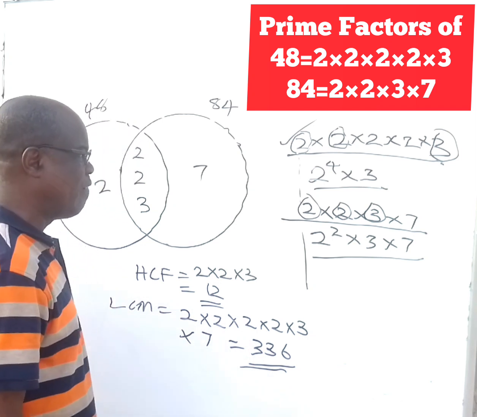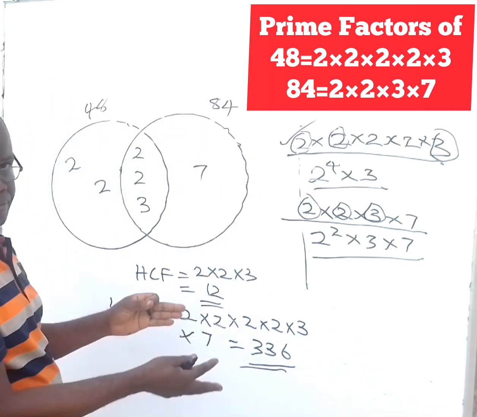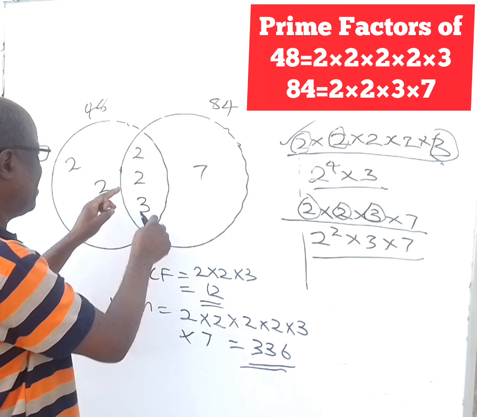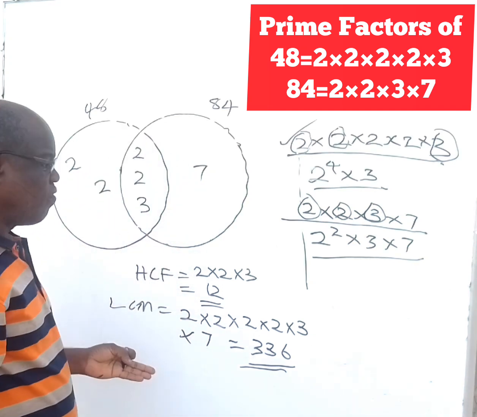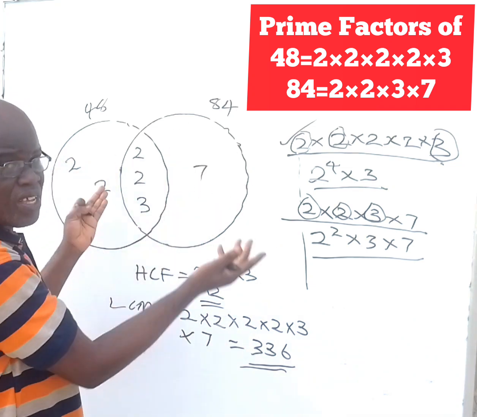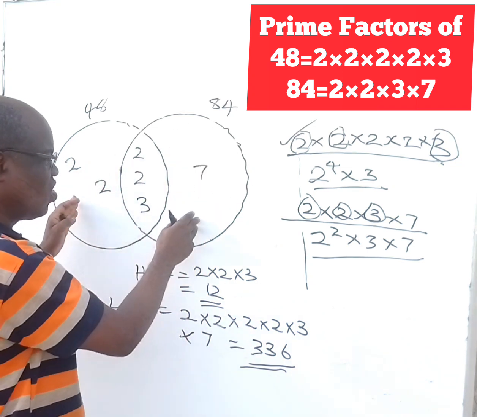That's the LCM. So if you are given a Venn diagram and you are given any numbers inside where it is overlapping, you just multiply the numbers there, and that's the HCF. If you want to get the LCM, then multiply all the numbers together. So that's how to tackle this.